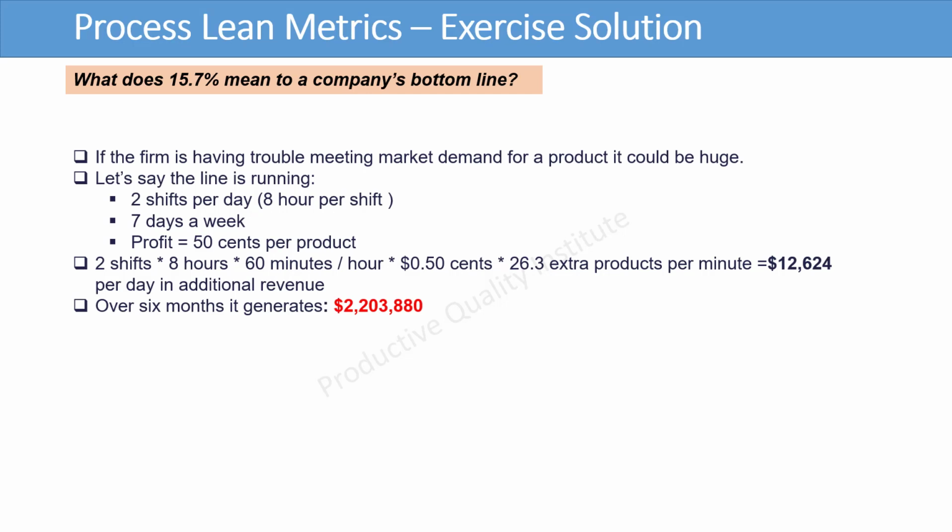2 shifts times 8 hours times 60 minutes per hour times 50 cents times 26.3 extra products per minute is equal to $12,624 per day in additional revenue. Over 6 months, it generates $2,203,880.